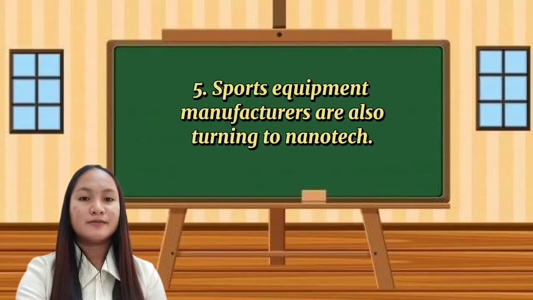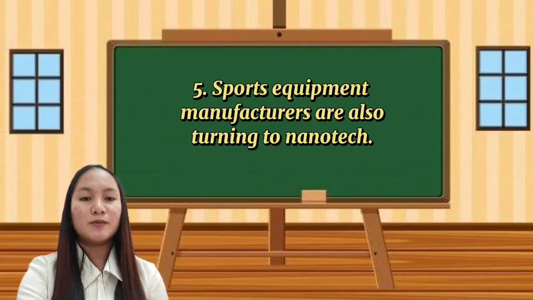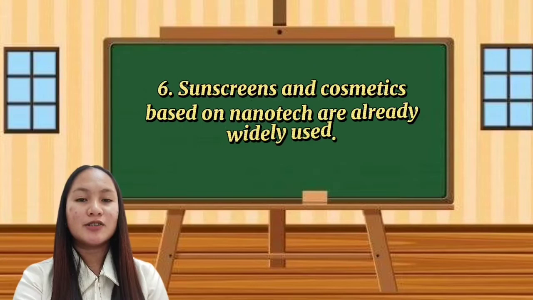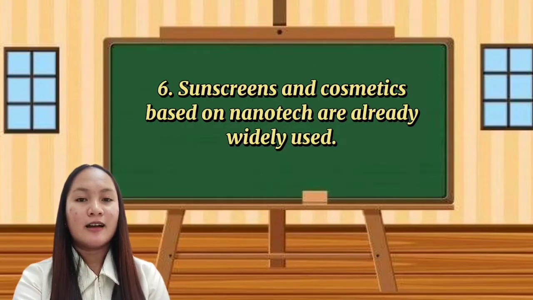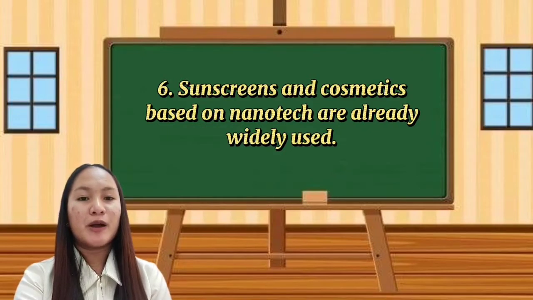Fifth, sports equipment manufacturers are also turning to nanotech. Nanotechnology in sports equipment also helps to make a line of coating of nanoparticles on table tennis balls to change the property of inflating, as air cannot escape from the core of the ball, which helps to decrease ball replacement. Sixth, sunscreen and cosmetics based on nanotech are already widespread.